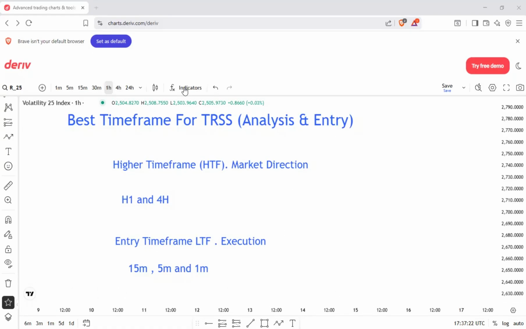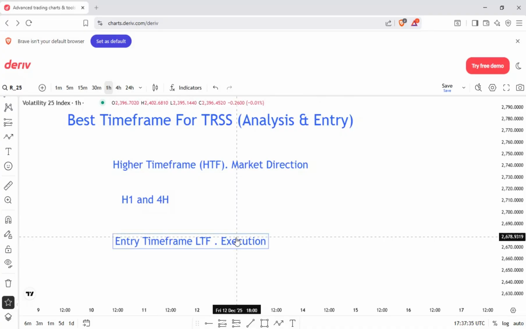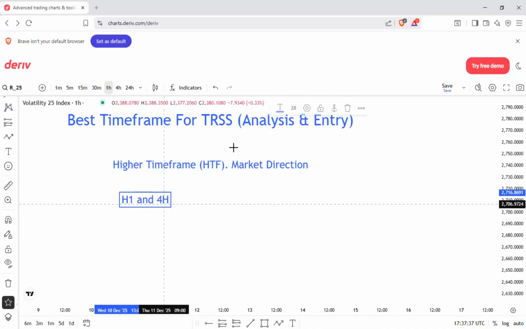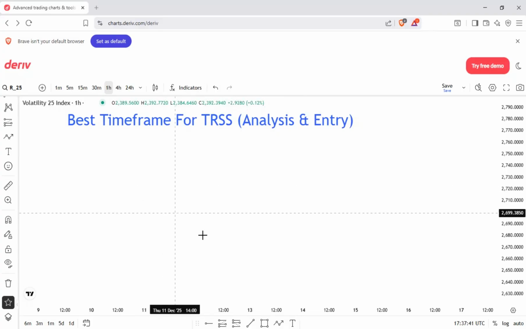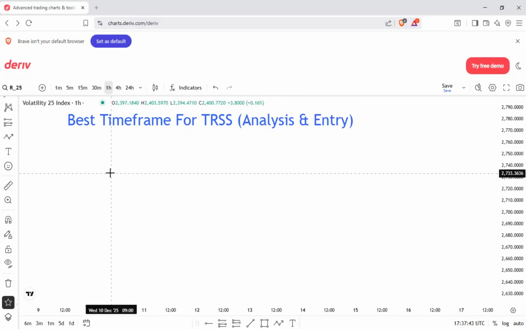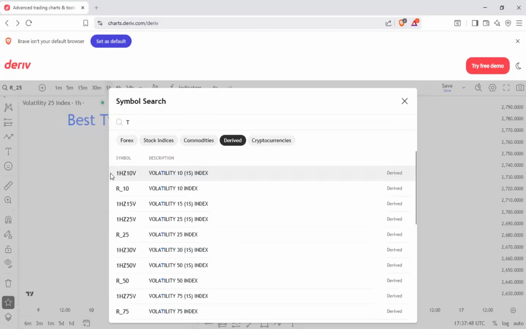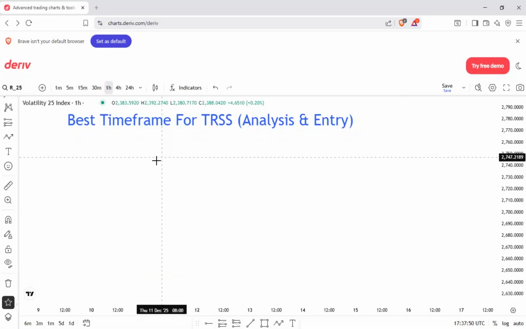Let me now show you how to pair this, because I see that most of us don't know the time frame we can use for entry and the time frame we can use for analysis. Okay, let me show you this now. Let me clear this so that the chart will be new. So look at this now. Let me show you the time frame pairing. Let's pair the time frames together.